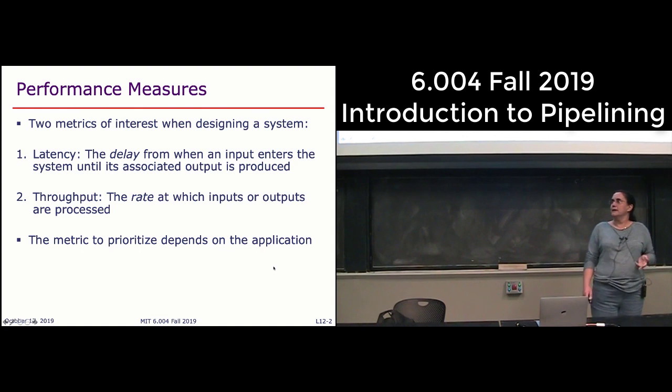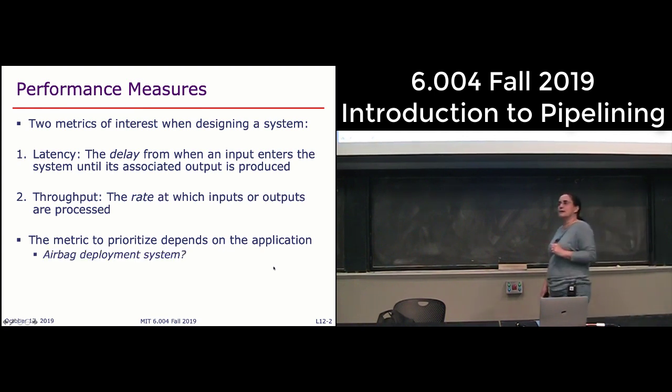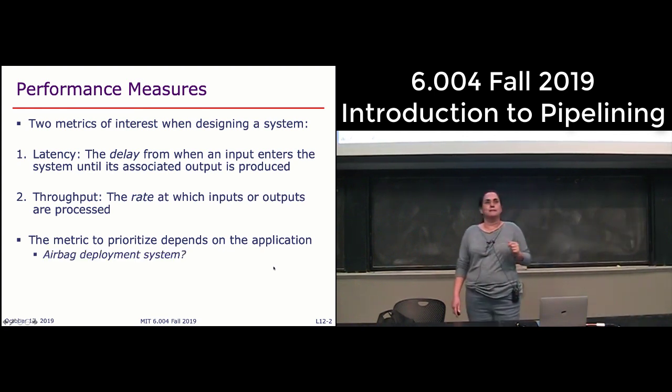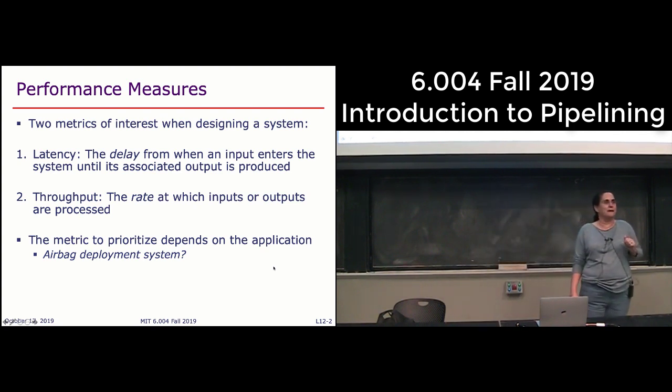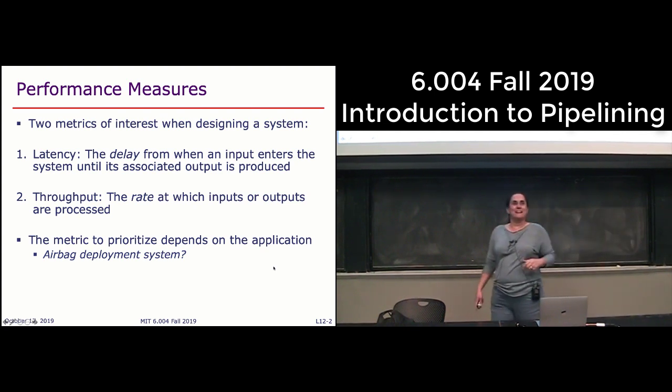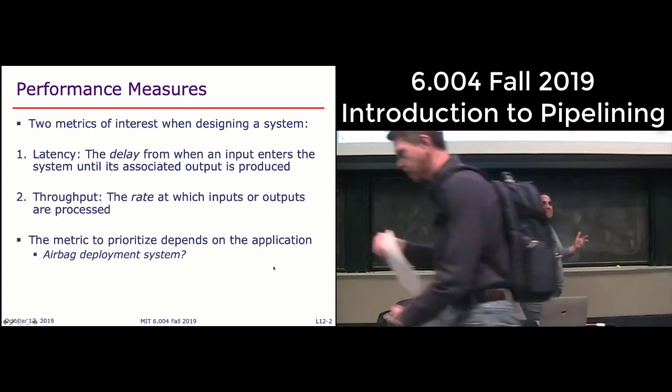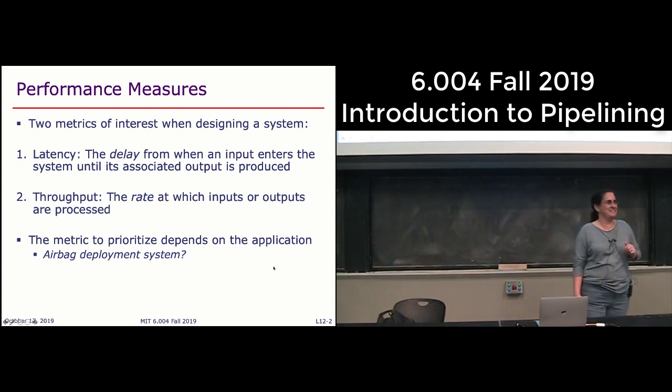So for example, suppose that you're trying to build an airbag deployment system. Which of these two metrics do you think you might care about more? Latency or throughput? I think I heard latency, right? I don't really care how many times I can get the airbag to open in a second. I want it to open as quickly as possible when I actually need it, right?